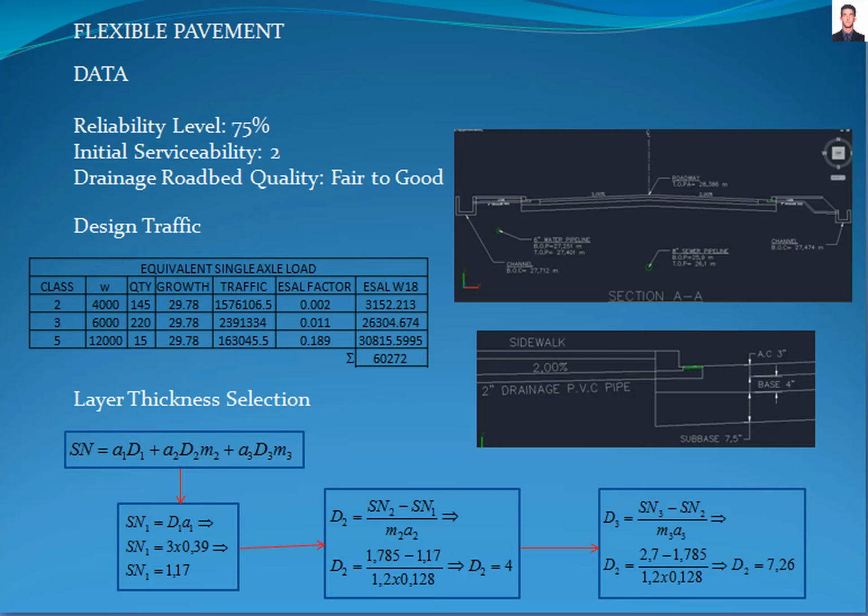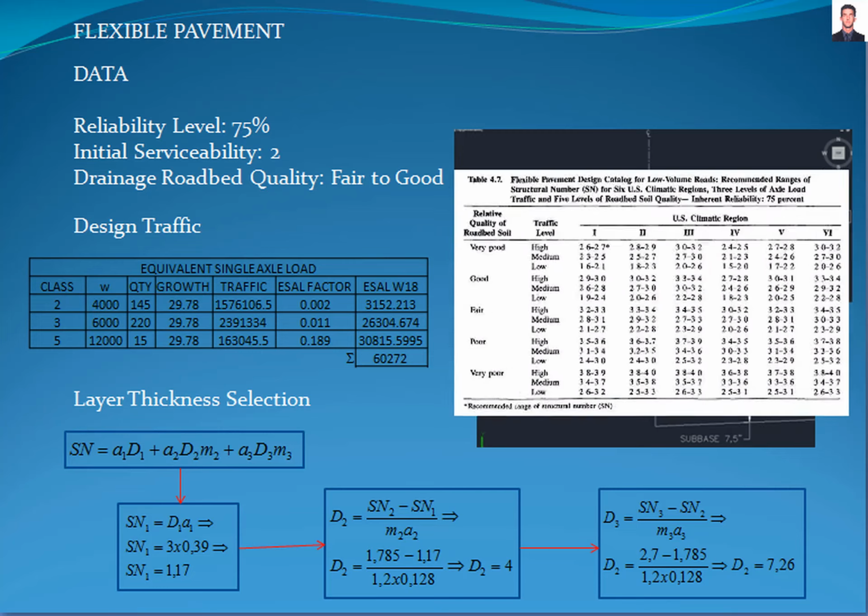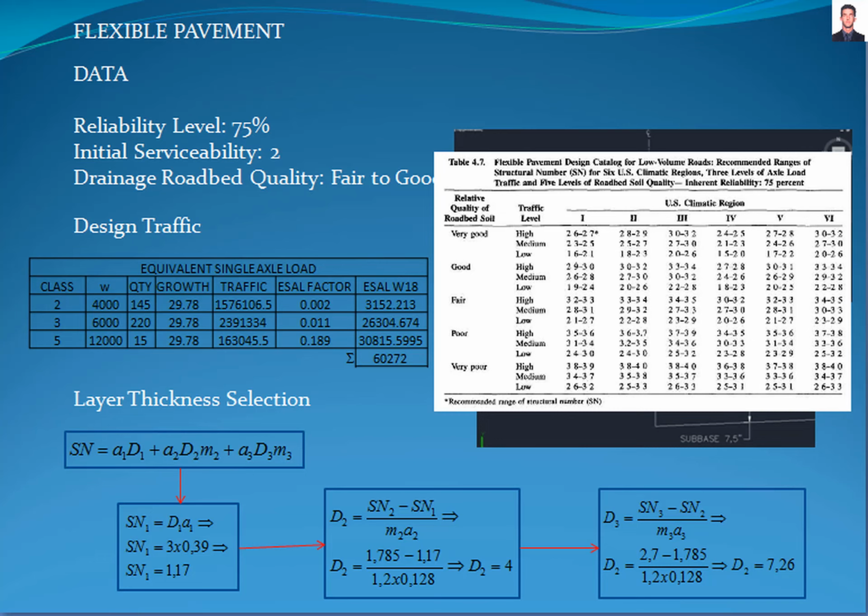volume by picking the recommended structural number from table 4.7 in accordance with the features of the site and expected traffic volume. From that table, we have to define the region, the relative quality of the roadbed soil and the traffic level. The climatic characteristics of the region are wet and no-freeze, which is region 1 in accordance with figure 4.1. The relative quality of the roadbed soil lies in its capacity to drain rainfall water, which according to the soil analysis is fair to good, which means that the time to drain the rainfall is between 1 day and 1 week.